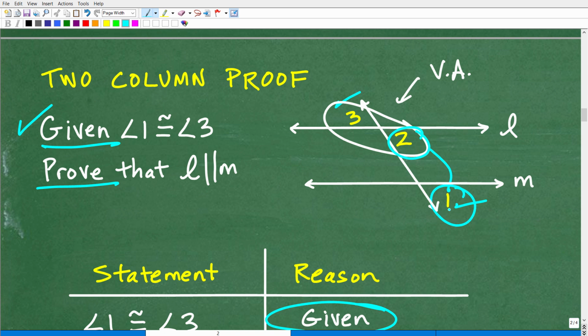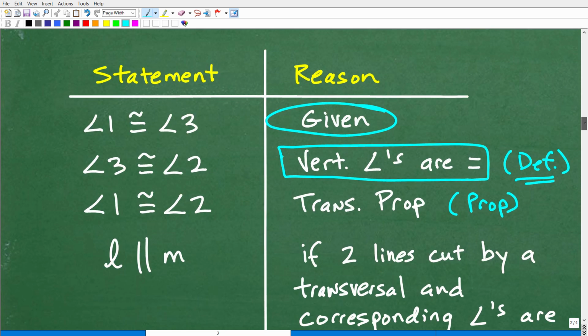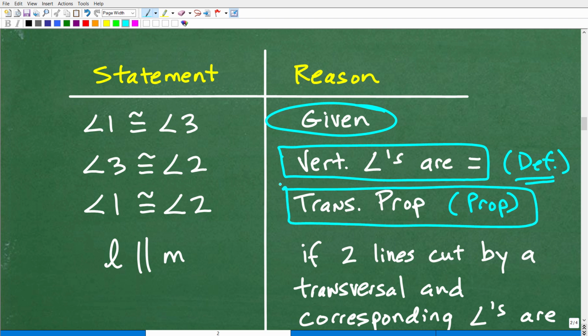Remember, this is my next strategy. I want to show that these corresponding angles are equal. So let's go ahead and state that, but I've got to back it up. So angle 1 is congruent to angle 2. Why? Because of the transitive property. And to be more technically correct, you could put the transitive property of congruence.